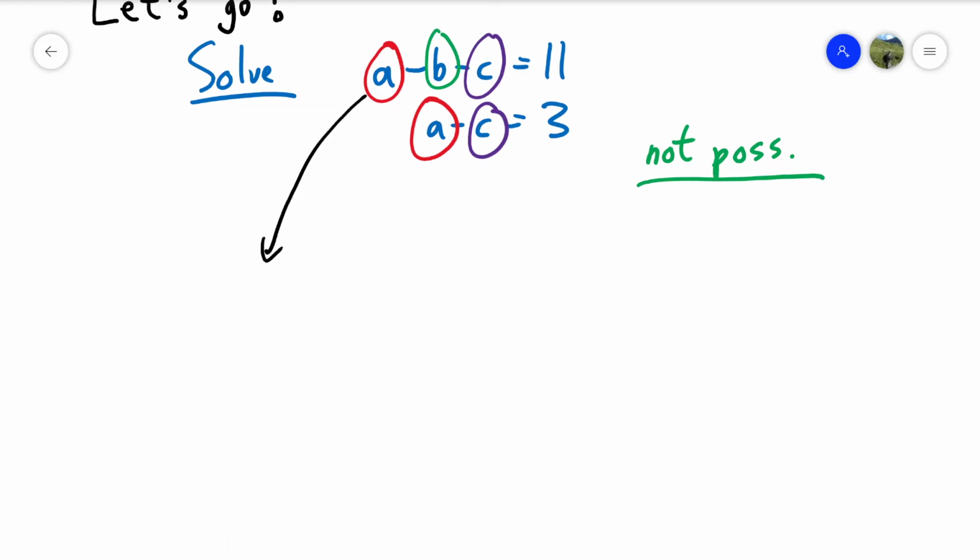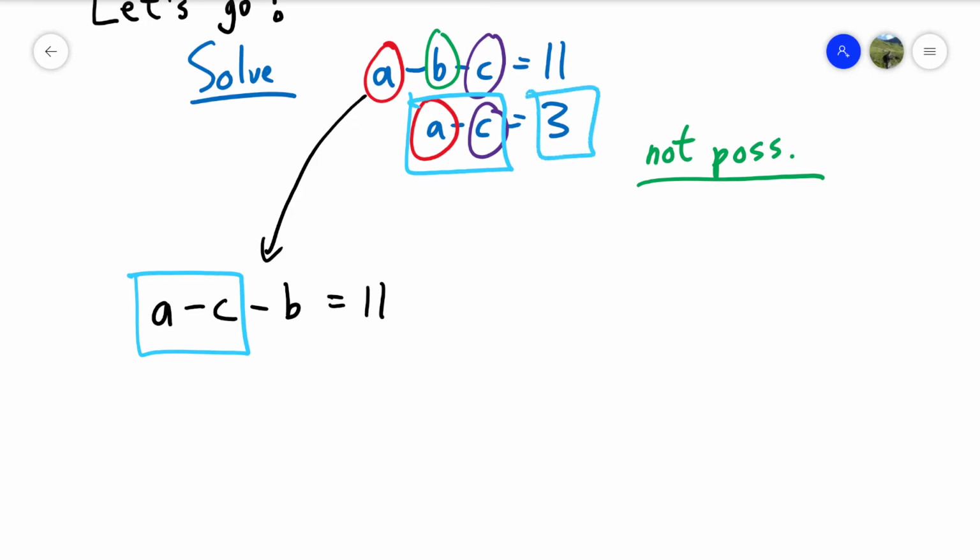Let's rearrange this equation here. I'm going to write it as a minus c minus b. I'm switching around the b and the c. Spot something? Choose a different colour. Got a minus c here. Oh, and this is a minus c, and we know that a minus c equals 3, so we could write 3 here instead.